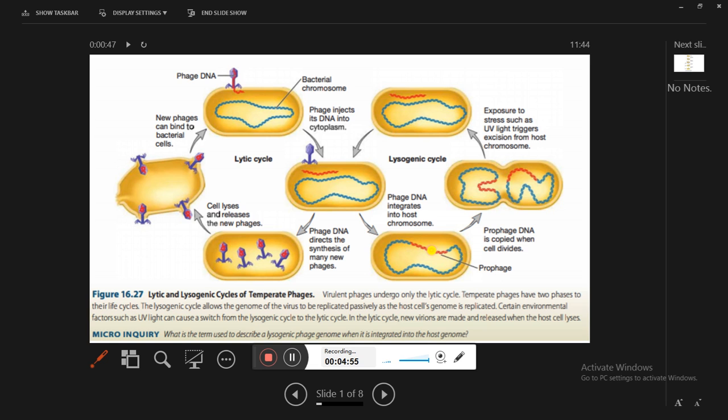Now the genome of the bacteria and the phage are surviving together in the bacterial cell, and this genome is known as prophage. The bacteriophage is known as a prophage when it is integrated inside the genome of the bacterial cell. Phage DNA integrates into the host chromosome and is known as a prophage. Now this prophage is able to replicate and reproduce. Now this prophage replicates into two copies.